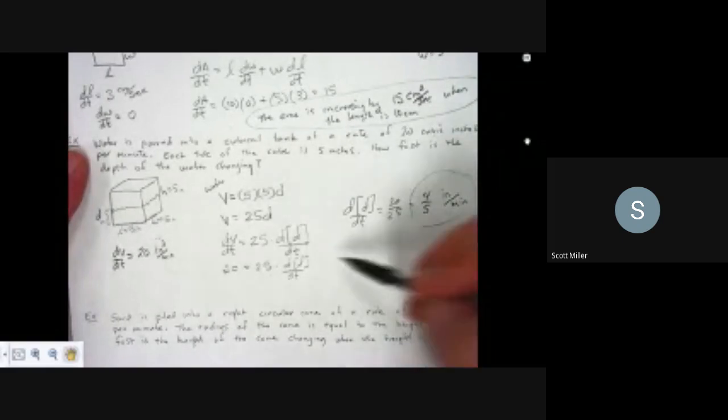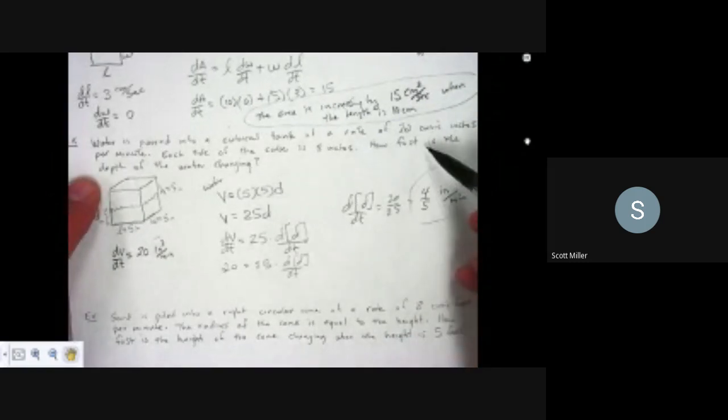And you can write it out in sentence format. The depth of the water is changing at a rate of 4/5 inches per minute. See how I use the sentence to answer the question? All right. Let's look at the last example I have here.